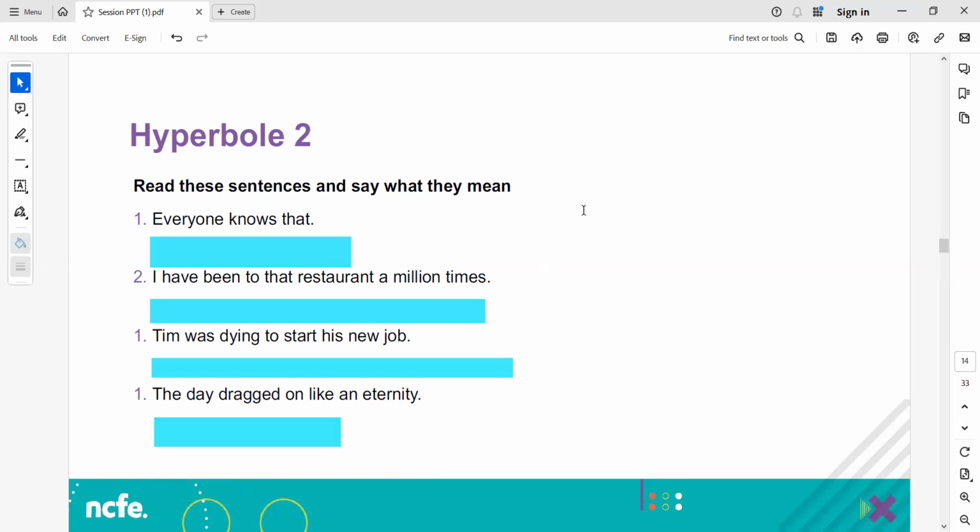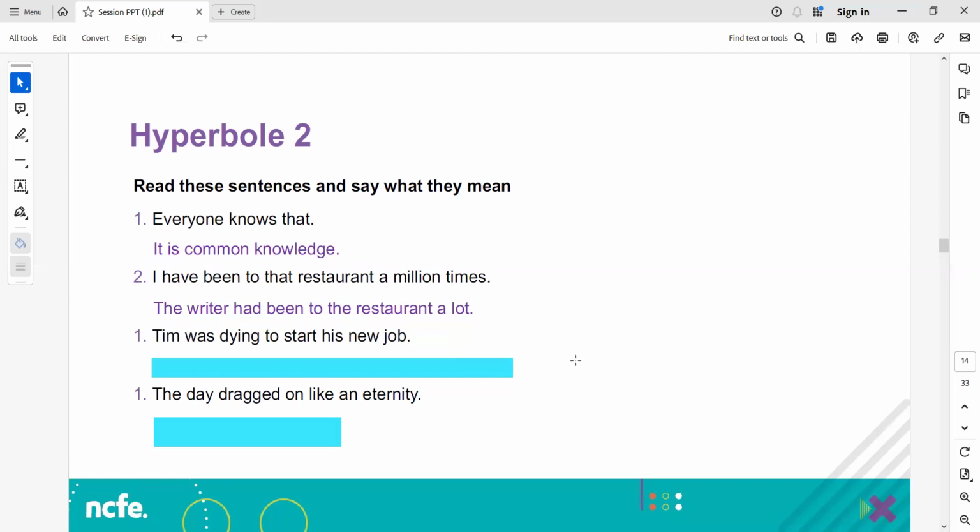Everyone knows that. The public opinion, a public issue. Yeah, so generally people would know it. It's common knowledge. Good. I have been to that restaurant 1 million times. Over and over again. It means the person has been there many times. Yeah, they've been there a lot.